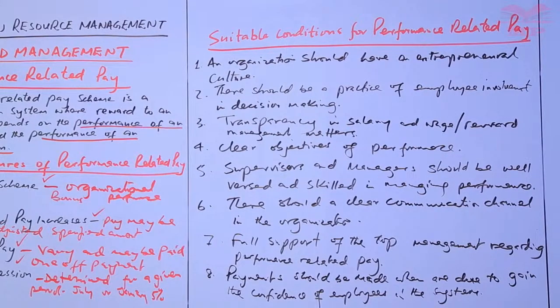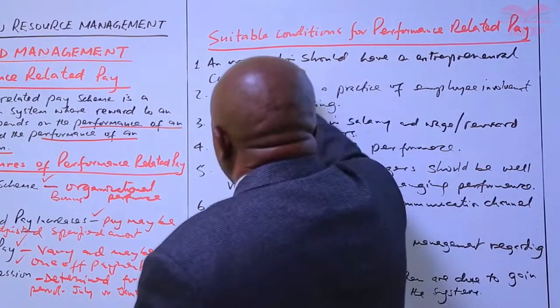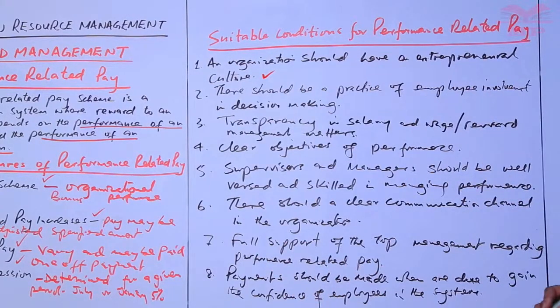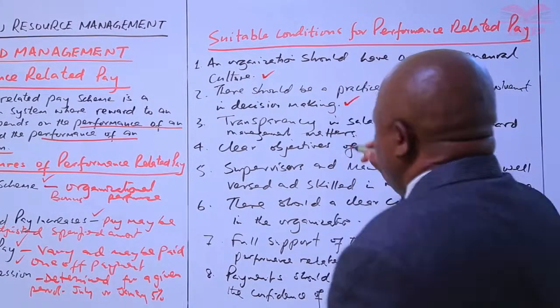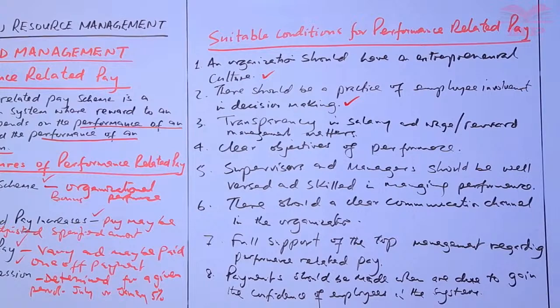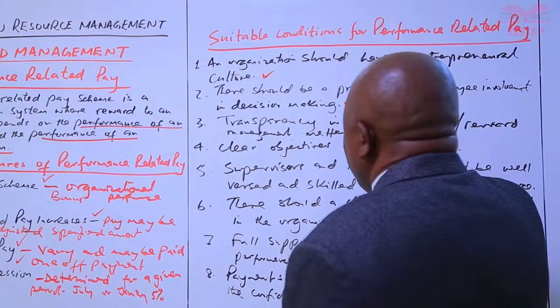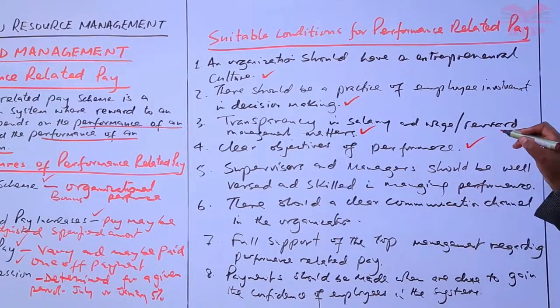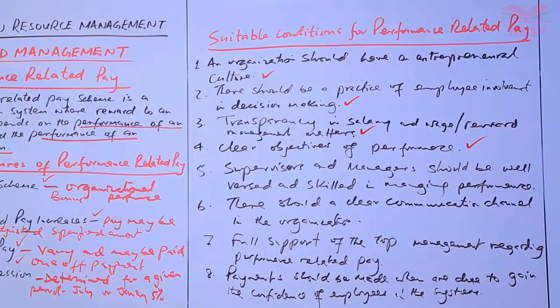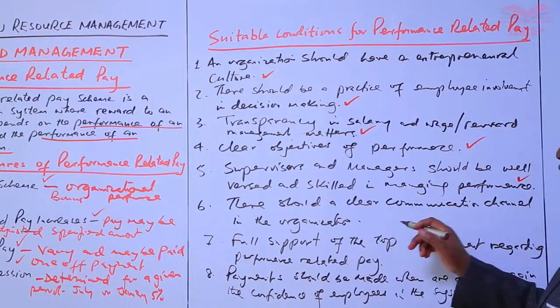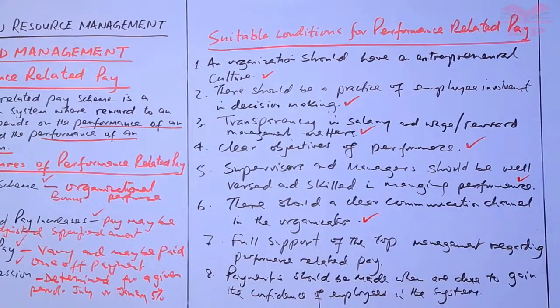And we are saying that number 1, an organization should have an entrepreneurial culture. Then 2, there should be a practice of employee involvement in decision making. Then number 3, there should be transparency in salary and wage or reward management matters. Number 4, clear objectives of performance should be set out. Number 5, supervisors and managers should be well versed and skilled in managing performance. Number 6, there should be a clear communication channel in the organization.